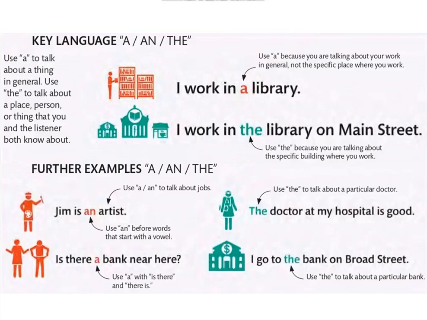Artist starts with a vowel, so I will use an here, not a. Is there a bank near here? I said a bank. Bank starts with a B. B is a consonant, so before it we always put a.